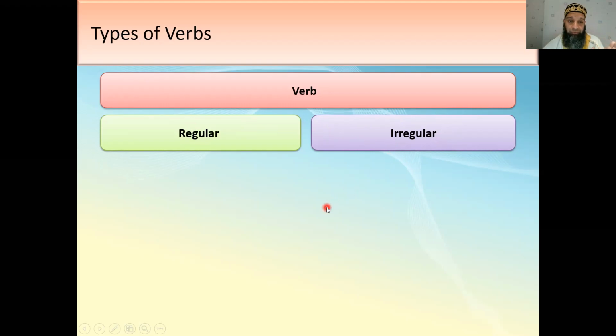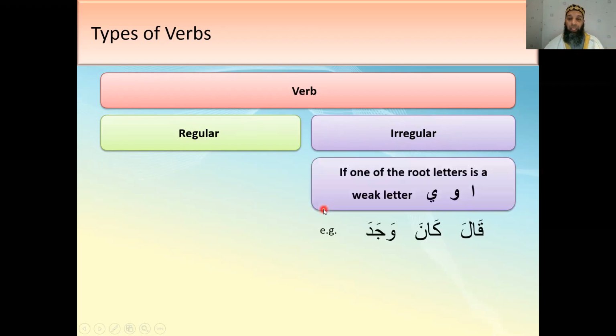What is the difference? So the difference is this. If one of the root letters is a weak letter. So in Arabic, alif, waw, or ya are weak letters. Maybe you've done tajweed, maybe you've learnt it there. The alif, waw, and ya, you also call them the mad letters, right? But in this context now, these mad letters are actually weak letters. They call it something else in English, I think. I think it's just irregular letters. But we'll just call them weak.